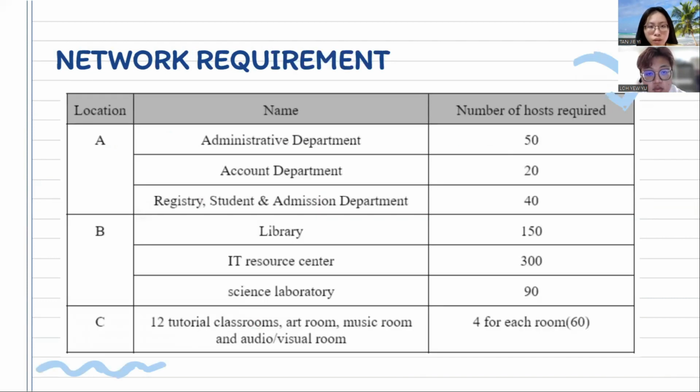This is our network requirement. The number of hosts required for location A: administrative department is 50, account department is 20, registry, student, and admission department is 40. For location B, the number of hosts required for library is 150, for IT Research Center is 300, and for Science Laboratory is 19. And the number of hosts required for location C, for 12 tutorial classrooms, art room, music room, and audio visual room, are the same, which is 60 hosts.